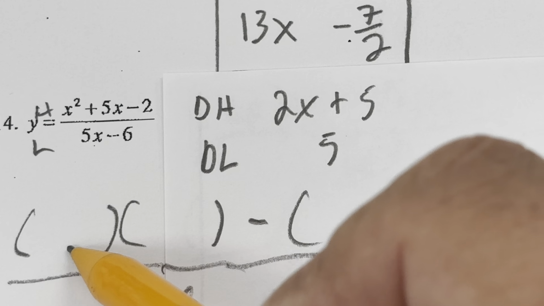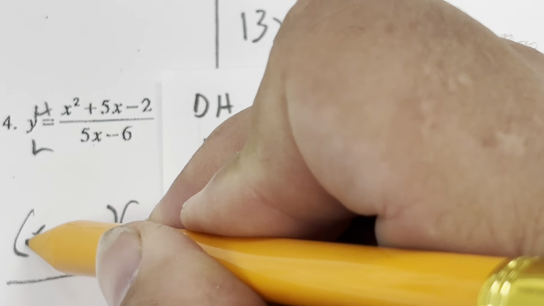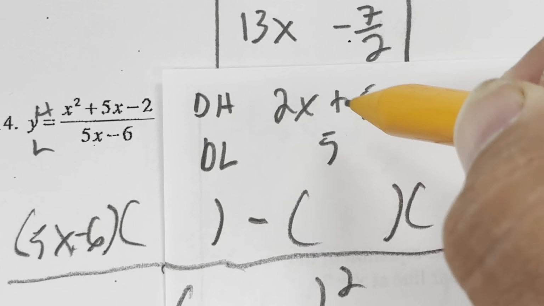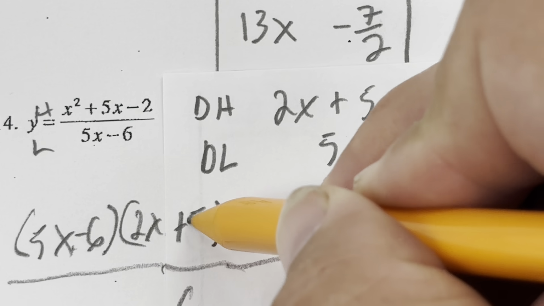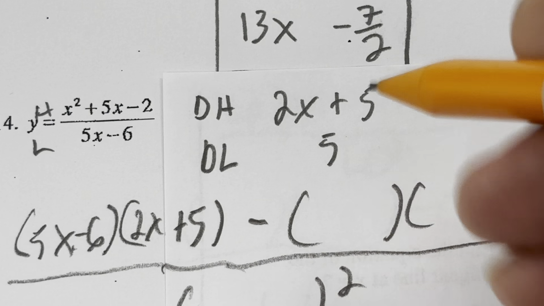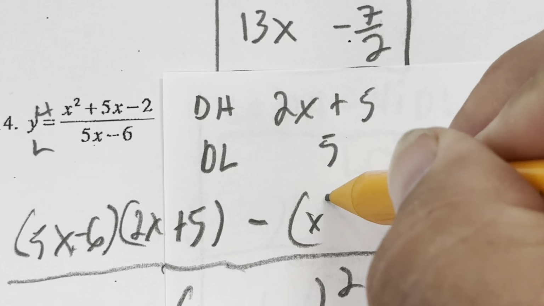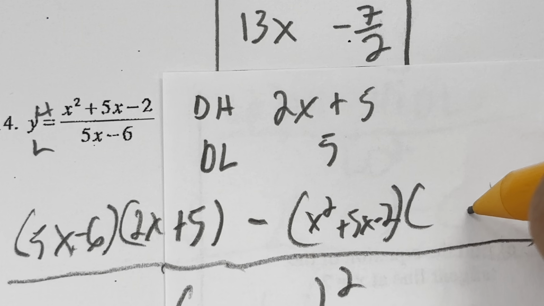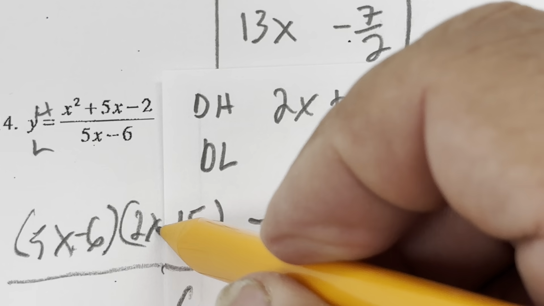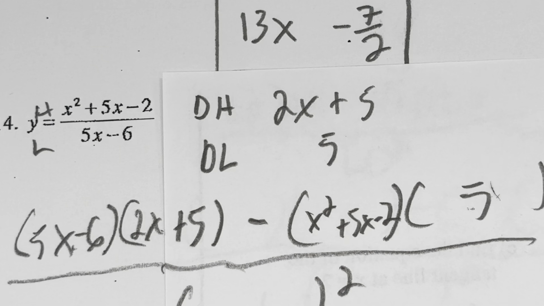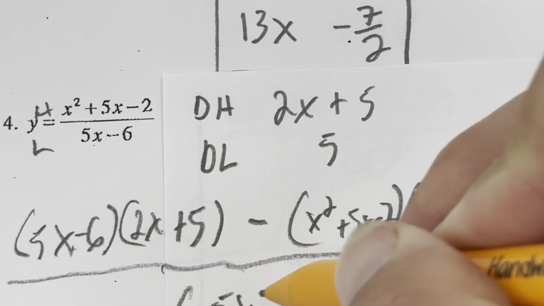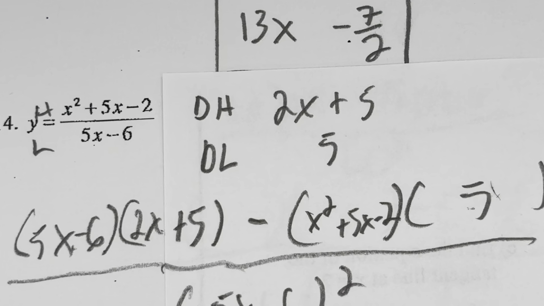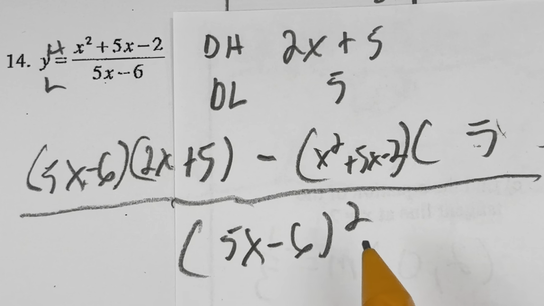So my low is 5x minus 6. My D high is 2x plus 5. Minus high, my high is this trinomial, x squared plus 5x minus 2. D low is just 5. Low D high minus high D low. Draw the line, throw the low back in the bottom, 5x minus 6, and hopefully squared. Hopefully they let us keep that as our answer.